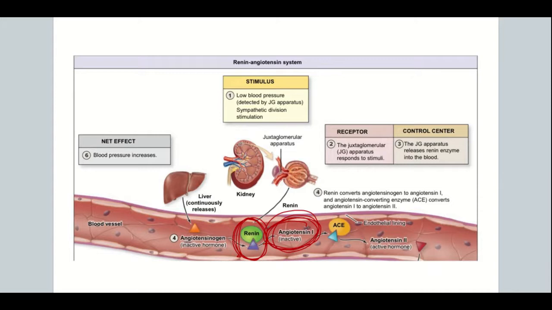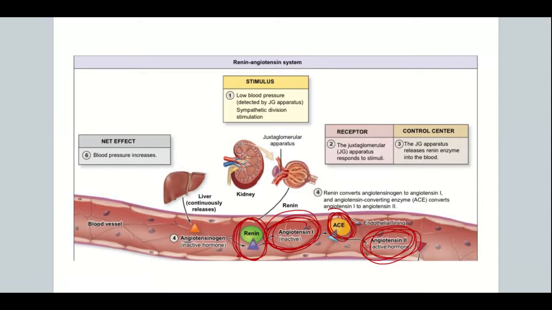Angiotensin 1 is still an inactive hormone, so it's kind of an intermediate step. Angiotensin 1 has to be further converted into angiotensin 2, and it is converted by what we call ACE, or angiotensin converting enzyme. ACE is found mostly in your lungs, because all the blood in your active circulation passes through the lungs. It's just the most efficient way to activate angiotensin 2 the quickest. And angiotensin 2 is our active hormone.